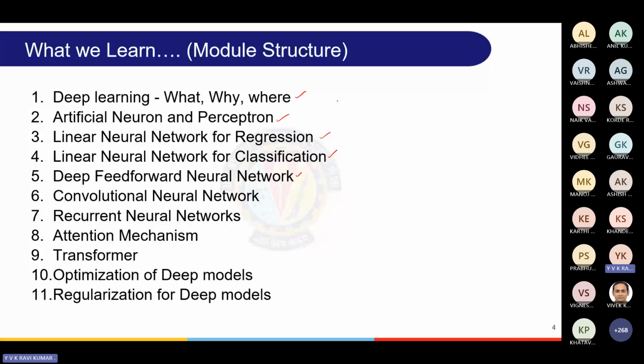Then we'll have the architectures exclusively for different requirements. One is CNN, other one is RNN.